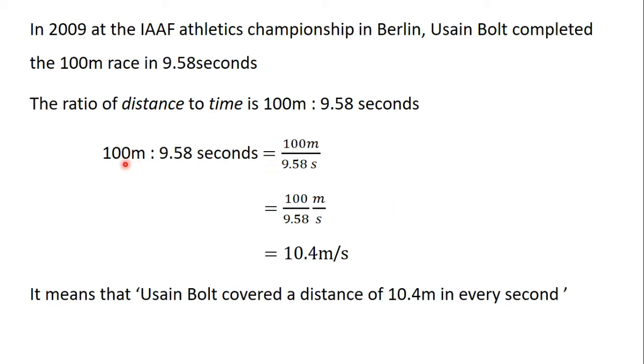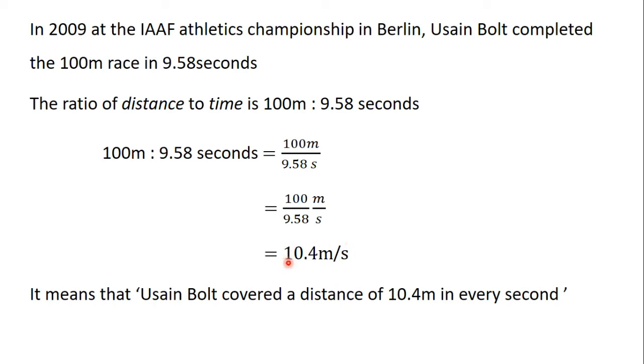As you can see here, we compared the distance that he traveled to the time it took him to travel that distance. When you compare distance to time, the rate that you get is known as speed. So here, 10.4 meters per second is the speed of Usain Bolt. So Usain Bolt's speed in that race was 10.4 meters per second, and that is very, very fast.